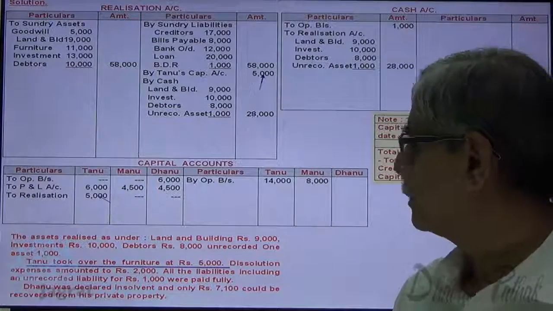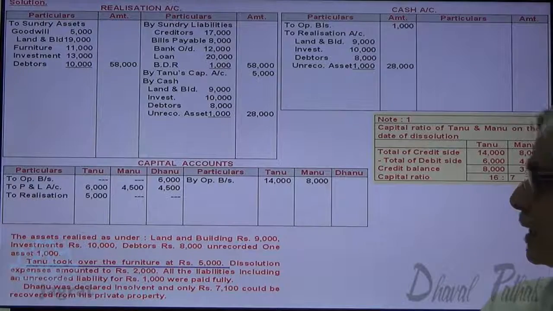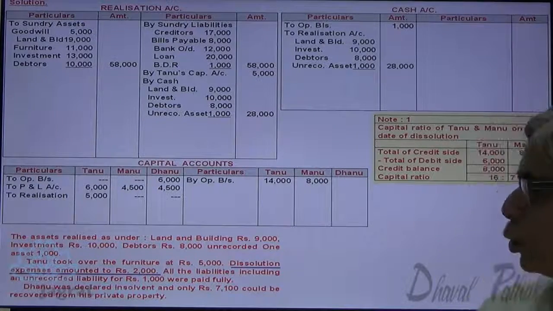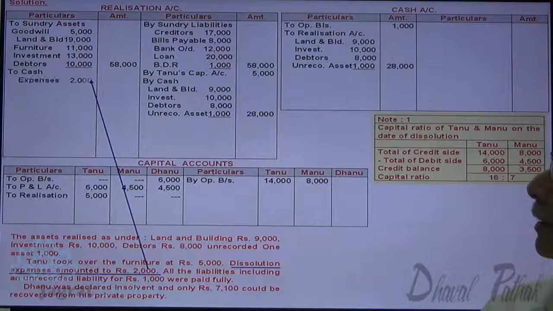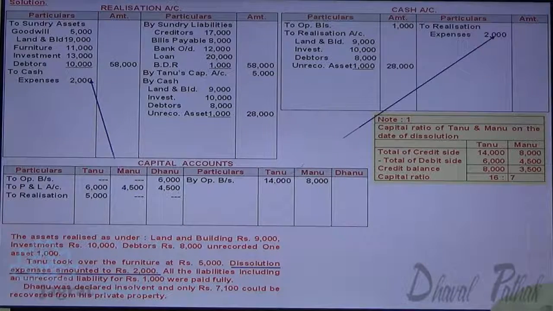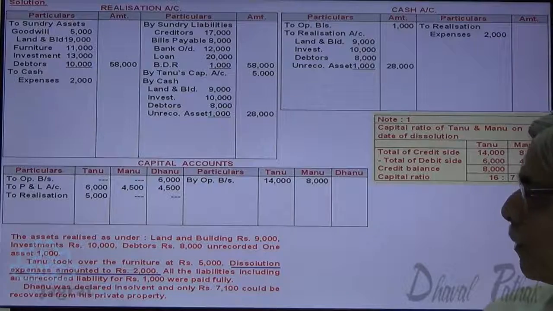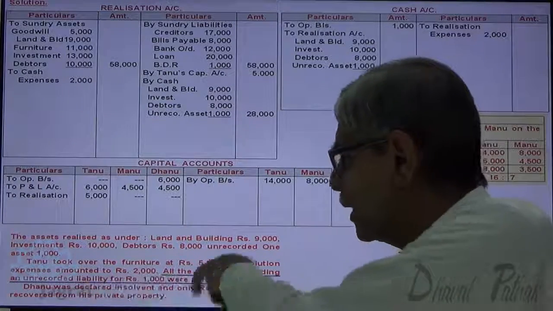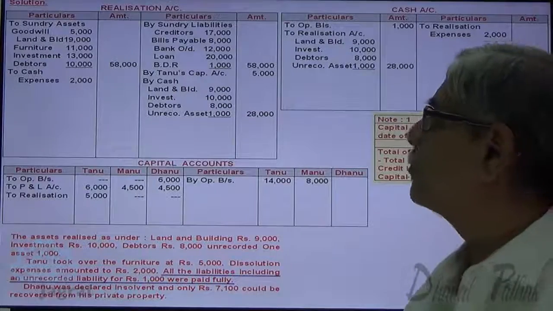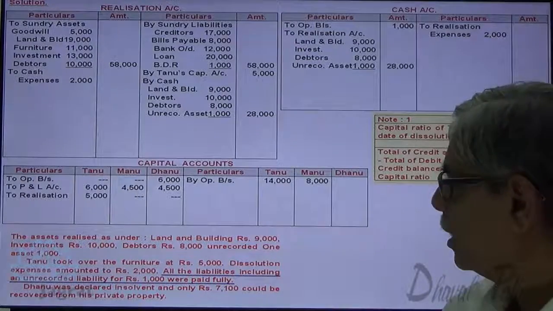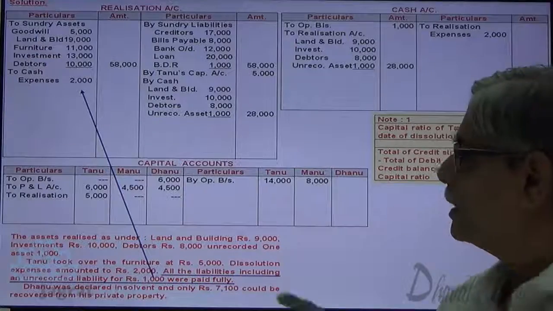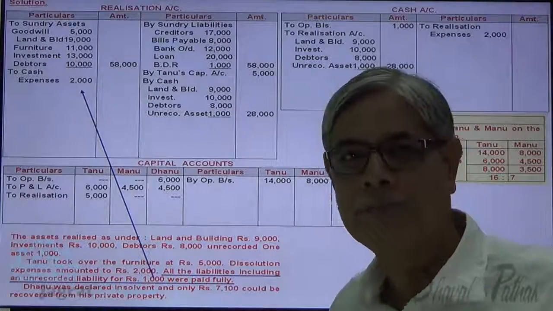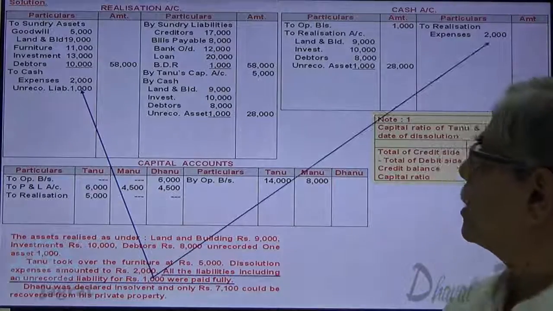Now let me start payment of expenses and liabilities. Dissolution expenses amounted to 2,000. Realization account debit to cash account credit. All liabilities, including unrecorded liability 1,000, paid fully. Which are the liabilities? All liabilities including unrecorded liability. Let us pay first of all unrecorded liability. Realization account debit to cash account.